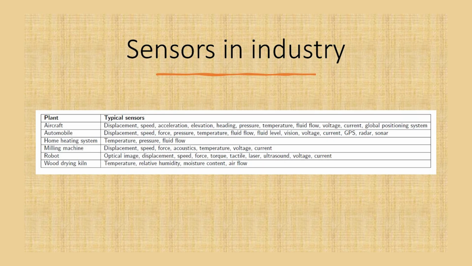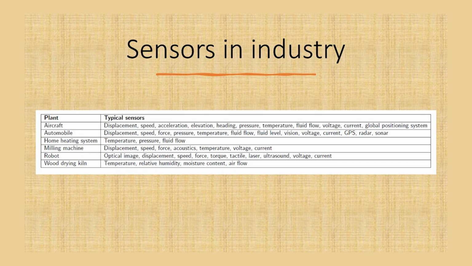In the automobile sector, you have displacement sensors, speed, force, pressure, again temperature, fluid flow, fluid levels, vision, voltage, current, GPS, radar, sonar. So, all of these variety of sensors are used in the automobile sector, similar to the aircraft. But of course, the difference between these two is that you do not need an elevation sensor for typical automobiles.